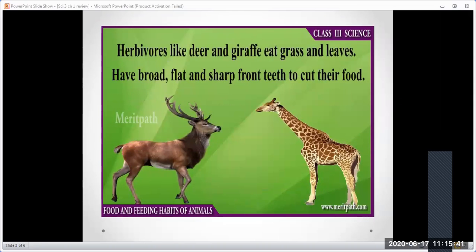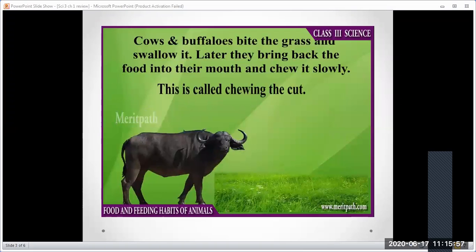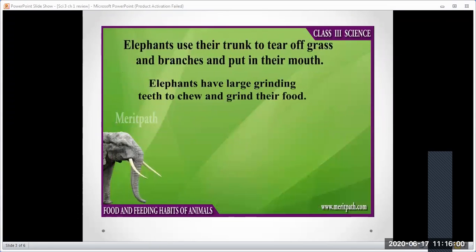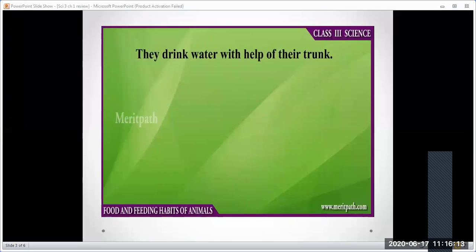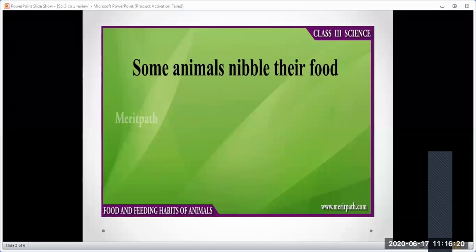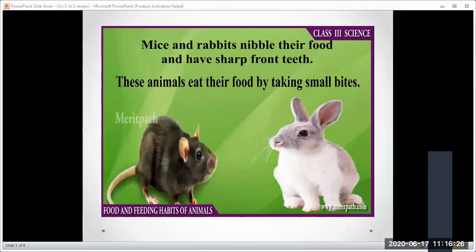Now, these are the examples of those animals who chew their food. Here is an activity called chewing the cud, which only occurs in cows and buffaloes. In your homes, when Eid ul Adha came, if someone sacrificed a cow, you will have seen how the chewing the cud activity is followed. Elephants drink water through their trunks. This is an example of animals who nibble the food.